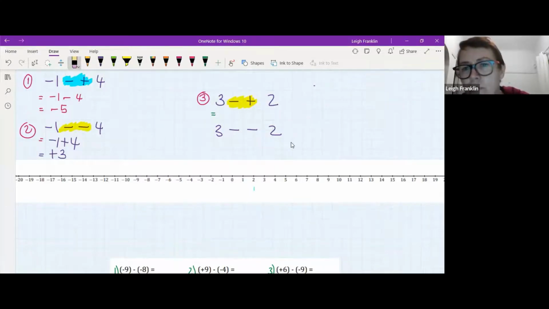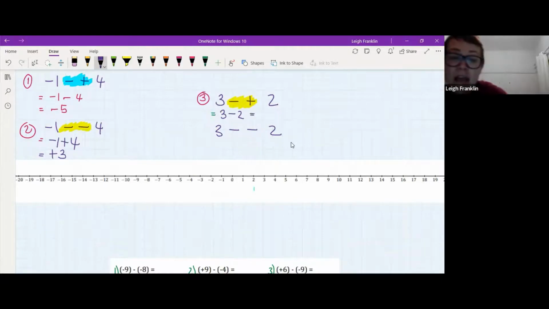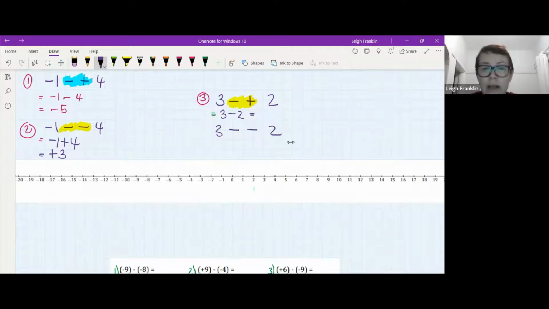Okay, and then I said 3 minus 2 gives me 5. Okay, but if it was 3 plus 2, then it would give you 5. Absolutely. But 3 minus 2 is going to leave you with 1. Okay, you're sitting here at 3 on the number line. You're moving 2 places to the left. That's why you're going to end at 1. Okay. All right.